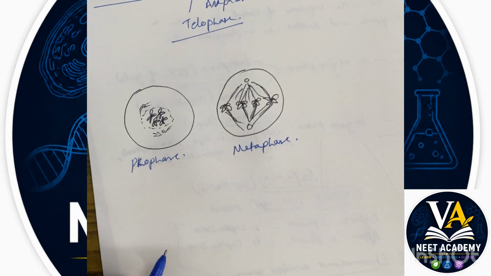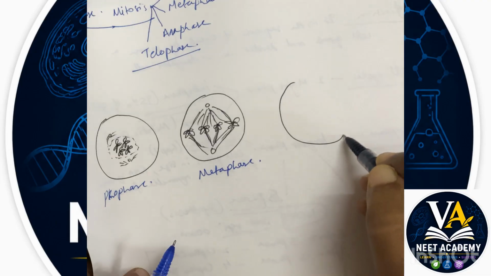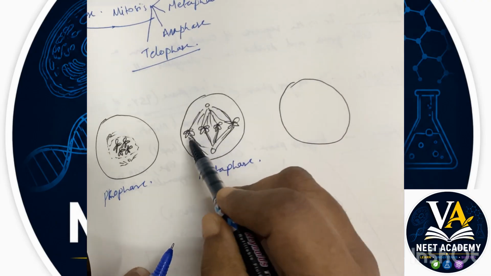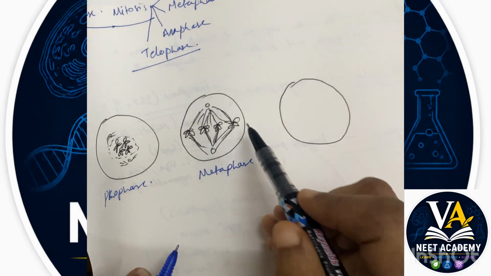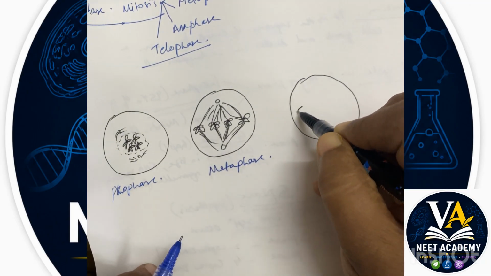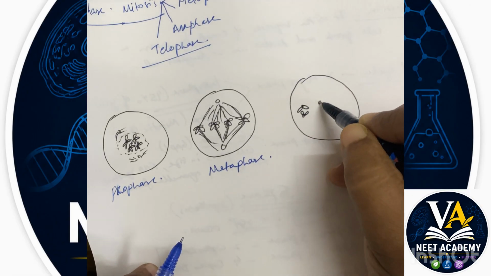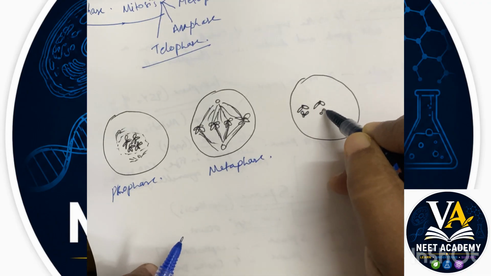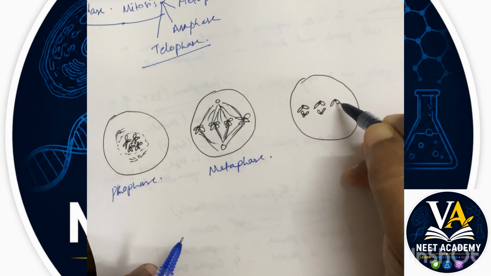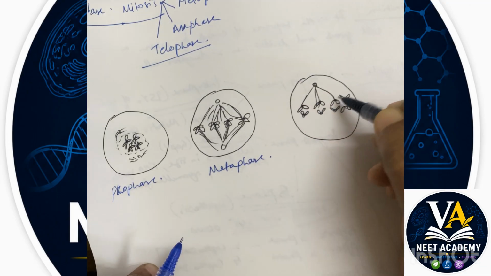Clear? Okay. So, next, move on to the next phase. What is the next phase? Anaphase. So, what happens in anaphase? Very simple. After the chromosomes are arranged in the center, I will draw and tell you, the centromere splits. The centromere splits into two. And obviously, it is attached to the spindle fibers.